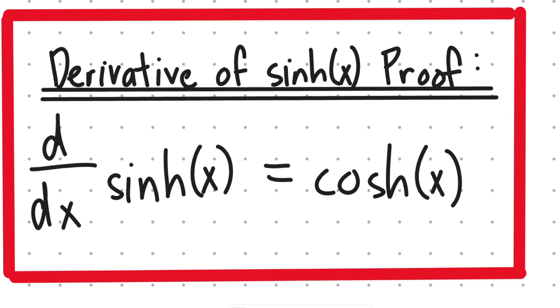In this video, we're going to talk about the derivative of the hyperbolic sine function, sinh of x. It states that the derivative of sinh of x is equal to cosh of x, the hyperbolic cosine of x. And in this video, we're going to try and prove it using the limit definition of the derivative.